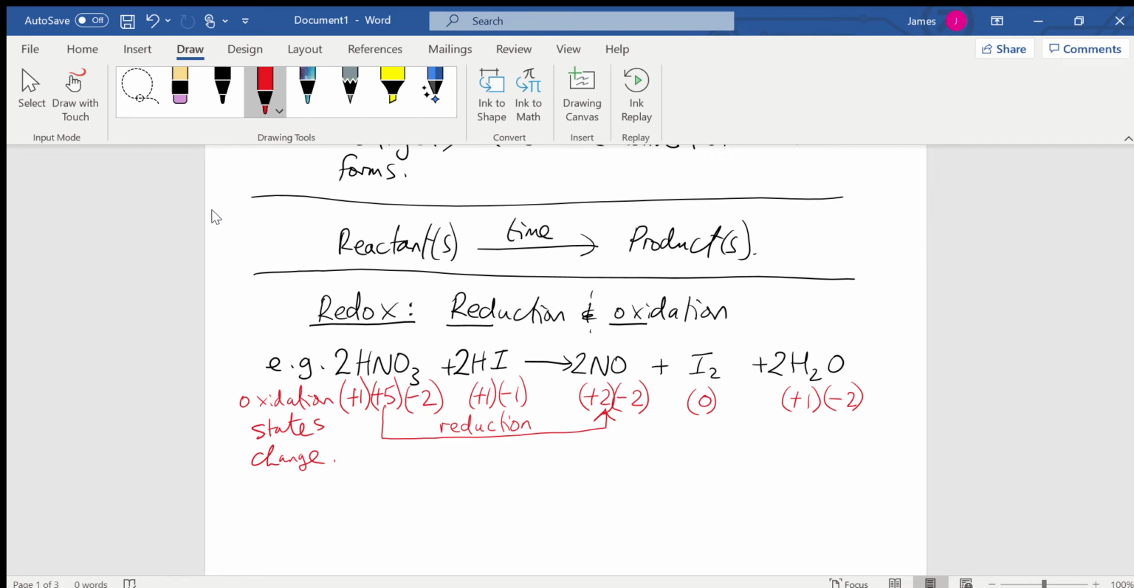So what's oxidizing them? What must be increasing? Something must be increasing. Actually, look at I. I is going from -1 on the reactant side to 0 on the product side. Well, that's an increase. That's an increase in oxidation state, and that's our oxidation. They must occur together. They can't occur in isolation. We have evidence of reduction and of oxidation. So this whole reaction is a redox reaction. Very good.